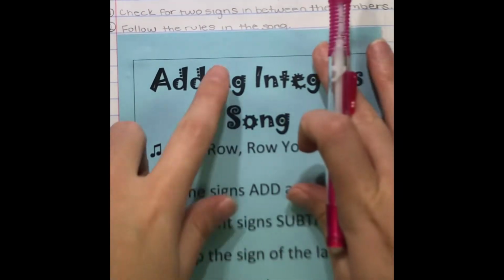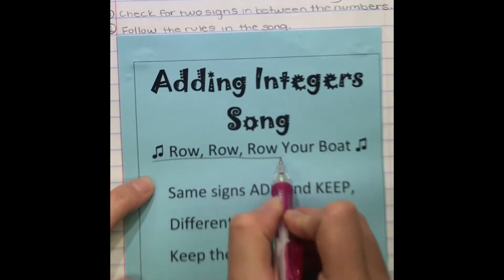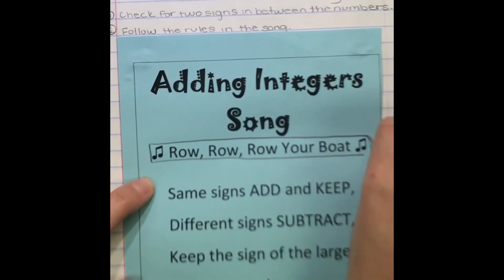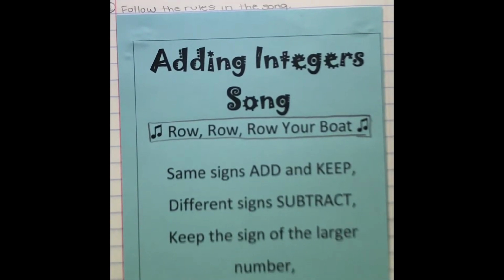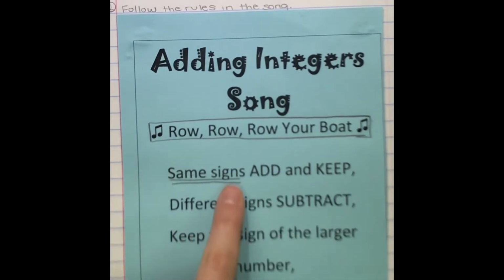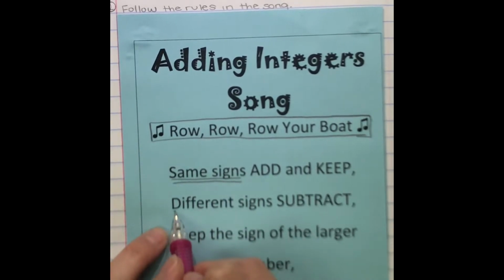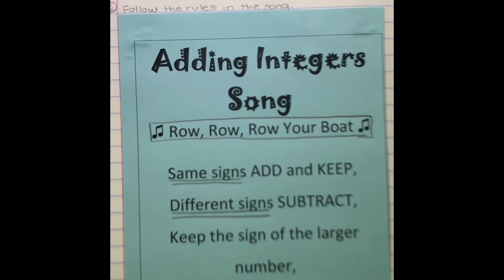Okay, so after you check for 2 signs in between numbers, you will follow the rules in the song. So the song goes to the tune, row, row, row your boat. We all know the song. We're not going to be singing those words. I changed the words to help us solve adding and subtracting problems. So this song has 2 parts that you need to pay attention to. The first part is if the numbers have the same sign. So that means if they're both positive or both negative. The second part is if the numbers have different signs. That means one of them has to be positive and one has to be negative.